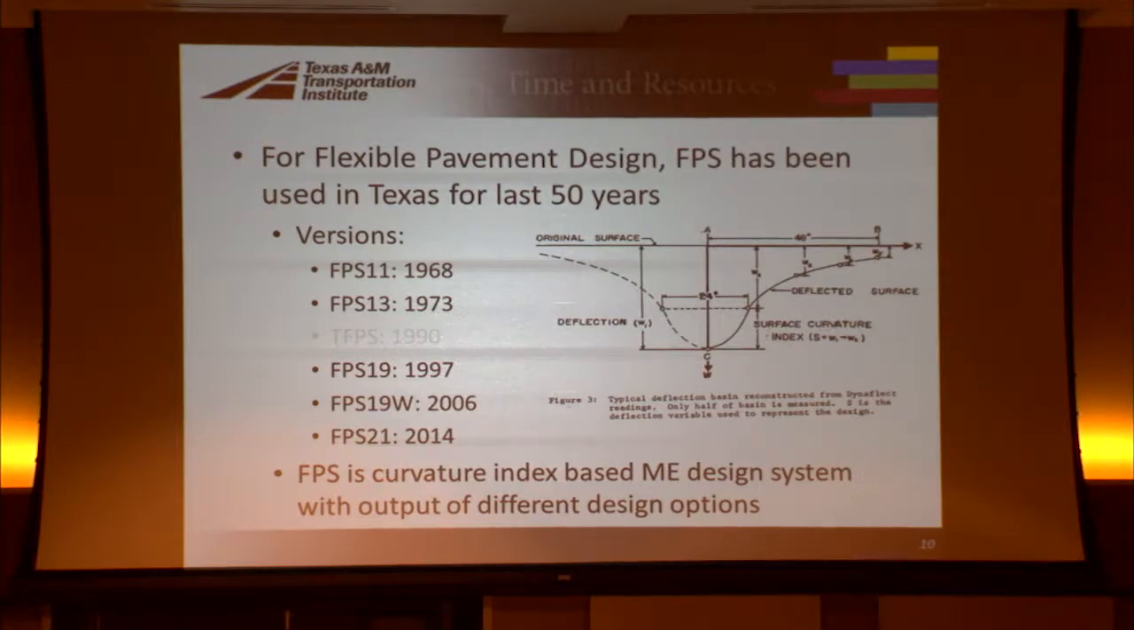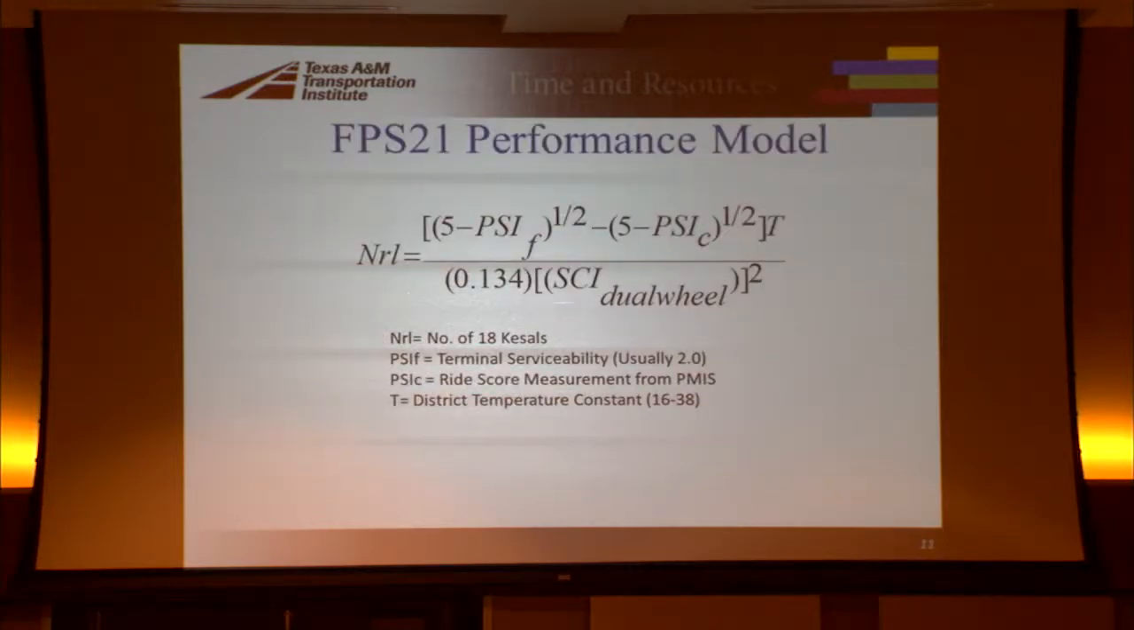Basically, the surface curvature index, the higher it is, the weaker the pavement. Conversely, the lower it is, the more stiff the pavement. And we basically built on that system since the 60s. This is the equation that's used in FPS. I just want to relate that basically we're looking at the number of 18-kip equivalents.